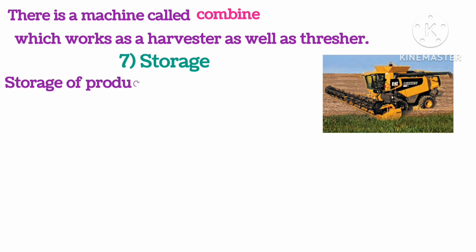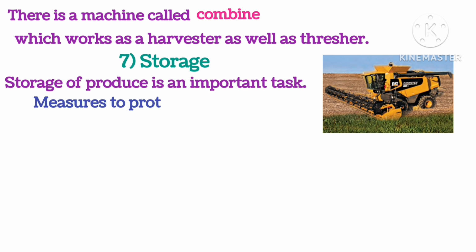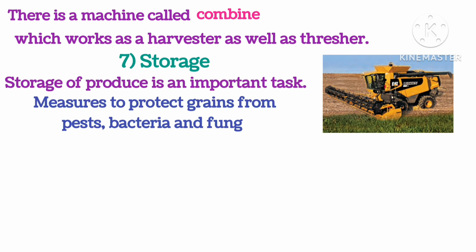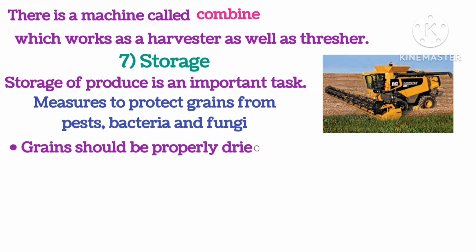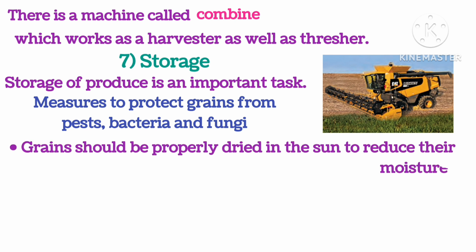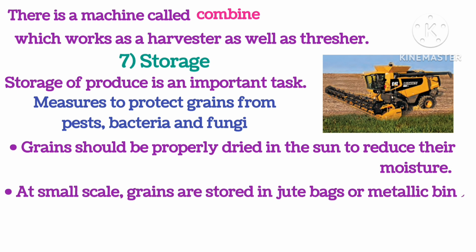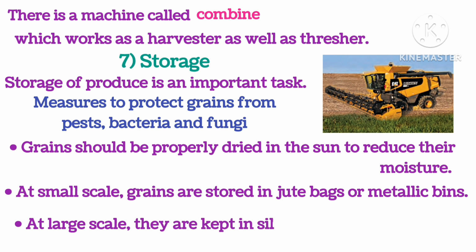7. Storage. Storage of produce is an important task. Measures to protect grains from pests, bacteria and fungi. First, grain should be properly dried in the sun to reduce moisture. At small scale, grains are stored in jute bags or metallic bins. At large scale, they are kept in silos and granaries.